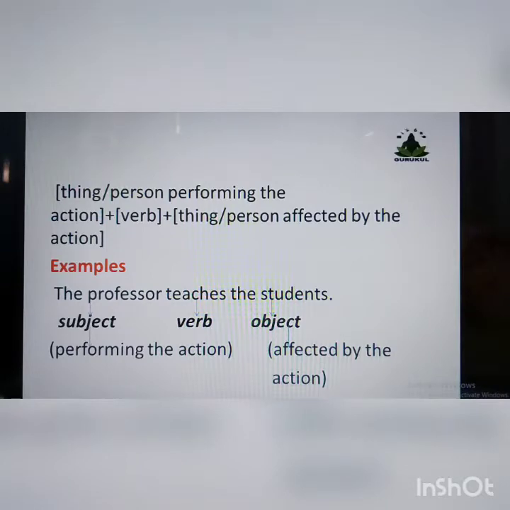The example is: The professor teaches the students. The professor is the subject, teaches is the verb, the students are the object. Now, in this sentence, the professor is performing the action, whereas the students are affected by the action. So, this is the example of active voice.